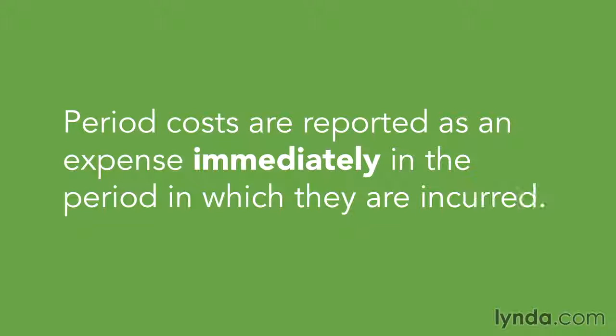In contrast, all period costs are reported as an expense immediately in the period in which they are incurred. So regardless of how many products are sold during the month, the president's entire salary for the month is recognized as an expense on the monthly income statement. Thus, these costs are called period costs because they are always expensed in the period in which they are incurred.